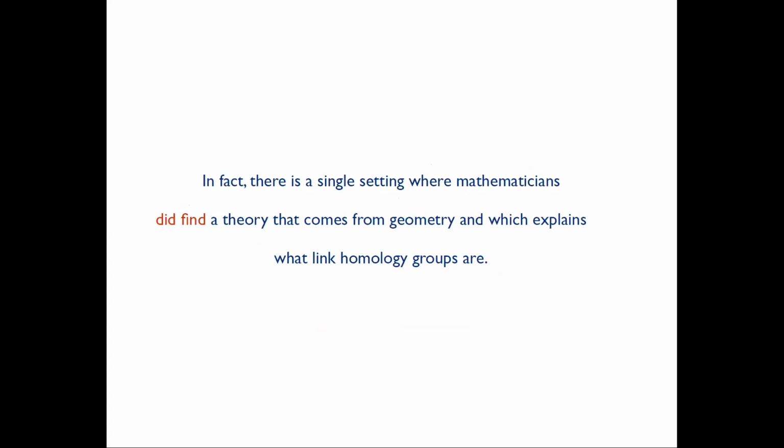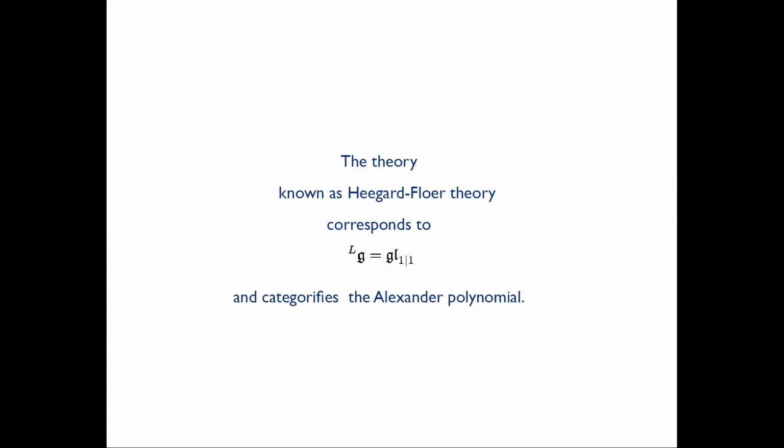In fact, there is a single setting where mathematicians did find a theory that does come from geometry and physics and explains, at least, what link homology groups are, why they're a homology theory. That setting corresponds to the theory categorifying the Alexander polynomial, and it's known as Heegaard Floer theory. Heegaard Floer theory is essentially a topological A model.